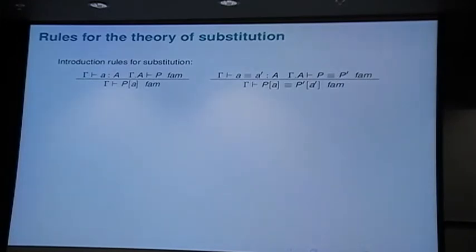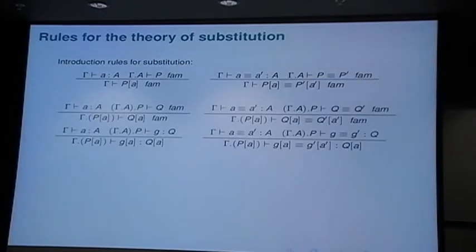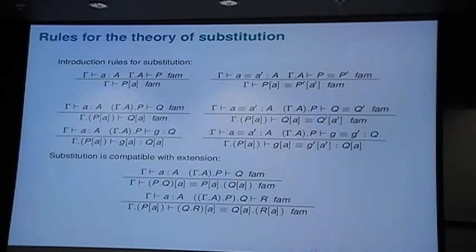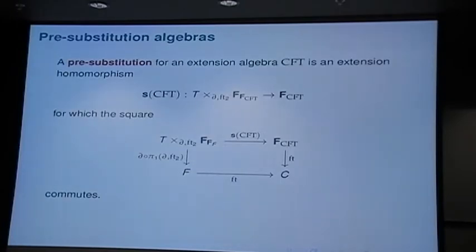So here's how you introduce substitution. Again, there will be 3 versions of this same rule. So if you have a term A of A and the family P, then you get P of A, which is in the context gamma. So you will lower the context by this. Okay, and the other 2 versions for the higher structure are these, and it's going to be compatible with extension. That's important. So it's going to be implemented as an extension homomorphism. That just means that the A distributes over the extension. So we have this extension homomorphism.